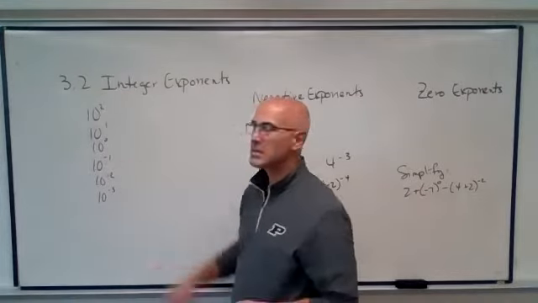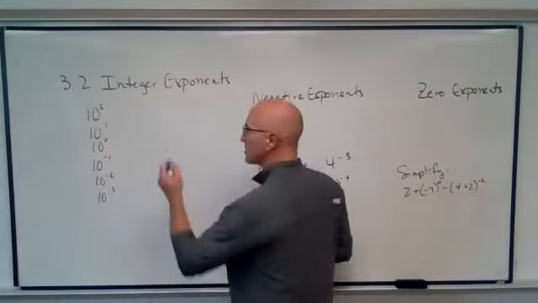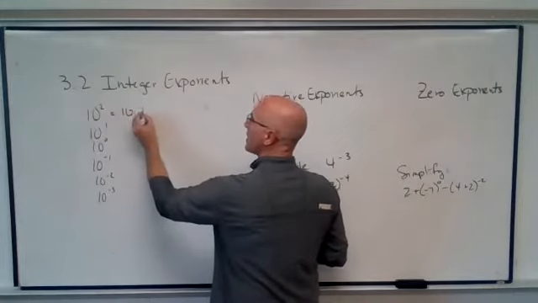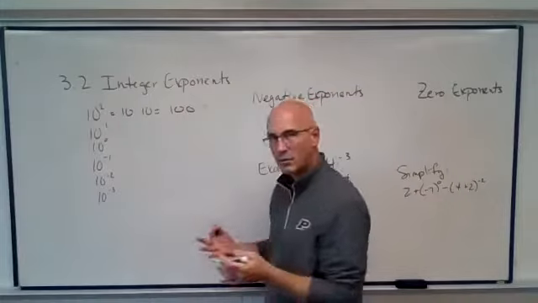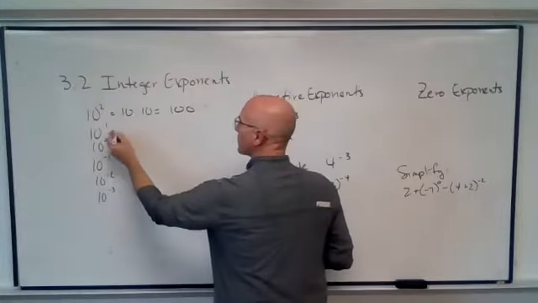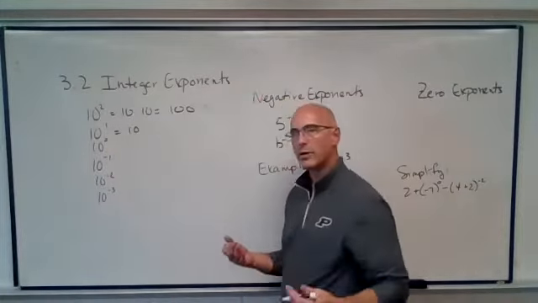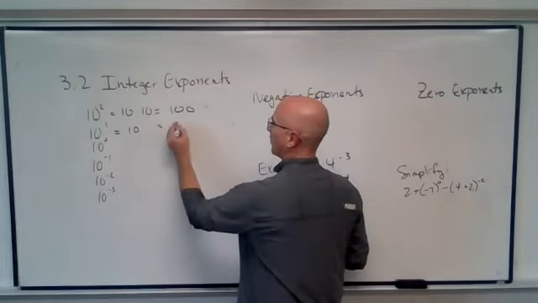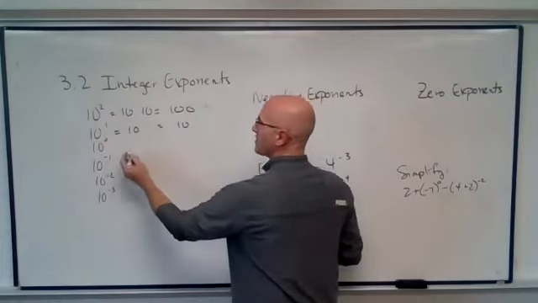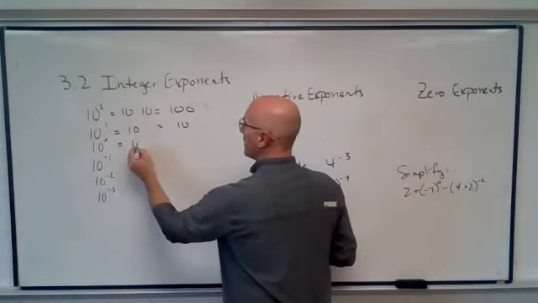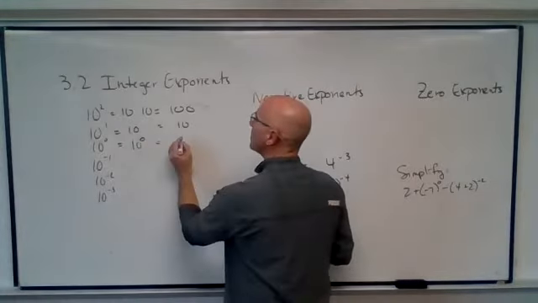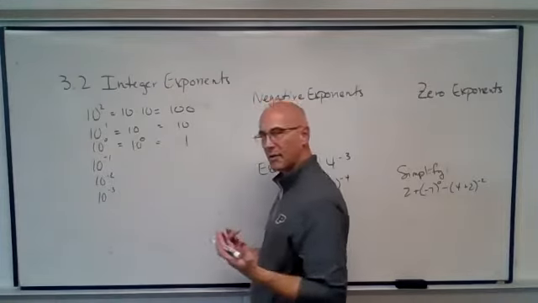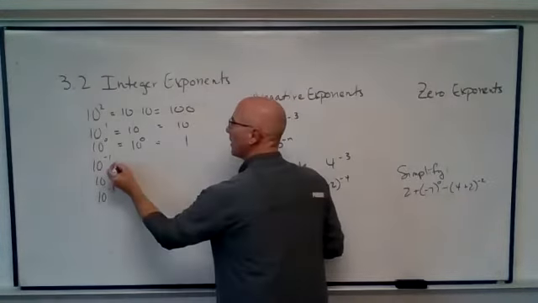So if we said 10 to the second power, 10 squared, that's the same as 10 times 10, 2 factors. So that's 100. We know that. 10 to the first power, anything to the first power is itself. Okay. 10 to the 0 power. Now, anything to the 0 power is 1. Okay, we'll get to that a little bit later.